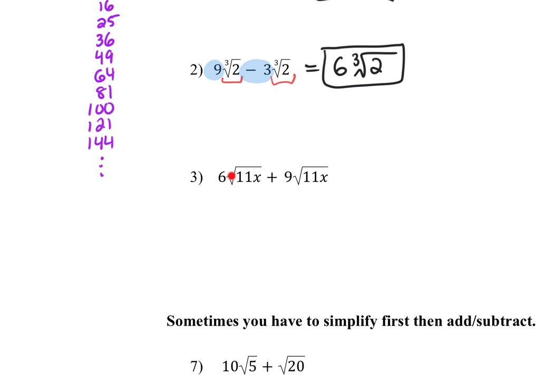Next one, number 3, 6 square root of 11x plus 9 square root of 11x. Square root of 11x, square root of 11x. That part is the same, so my answer will have a square root of 11x. My number in front is found with that operation. This time we have 6 plus 9. That gives us 15. I have a square root. We've learned how to simplify those. 11 cannot be divided by any perfect square, and my x is only a single x, and so I don't have any pairs to come out of that either.